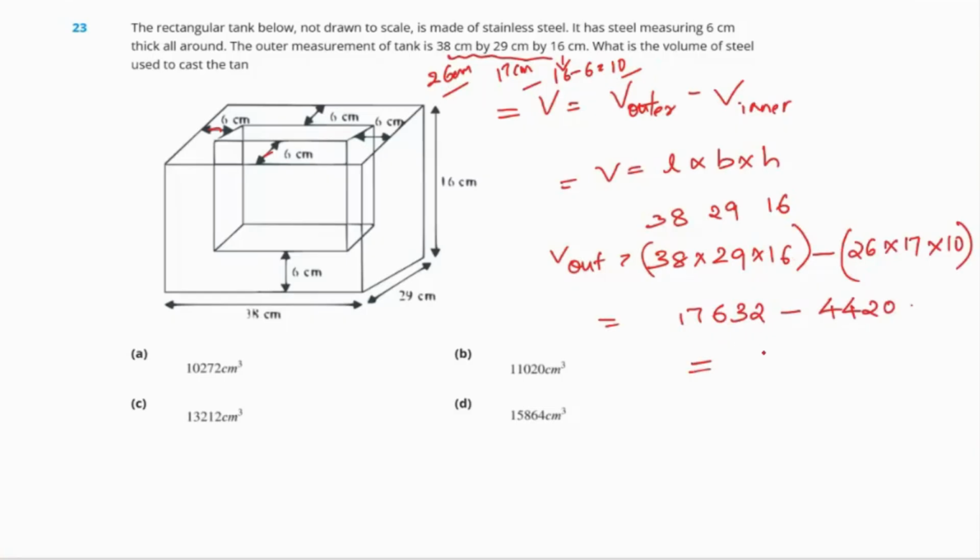So here we are getting 13,212 centimeter cube volume. So the correct option is option C, 13,212 centimeter cube.